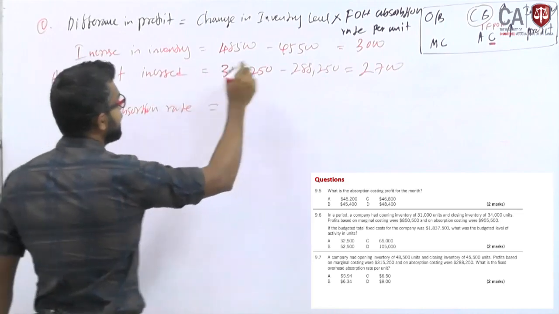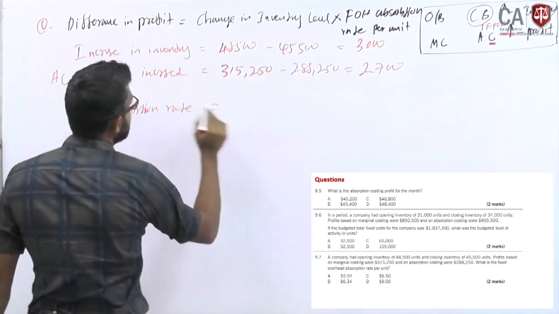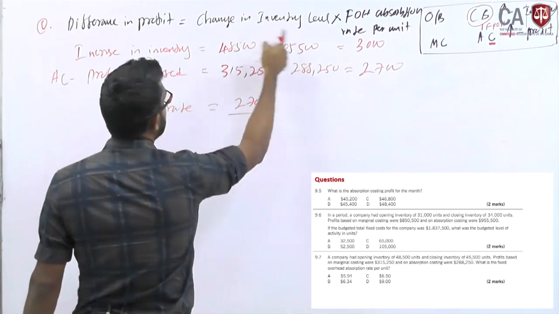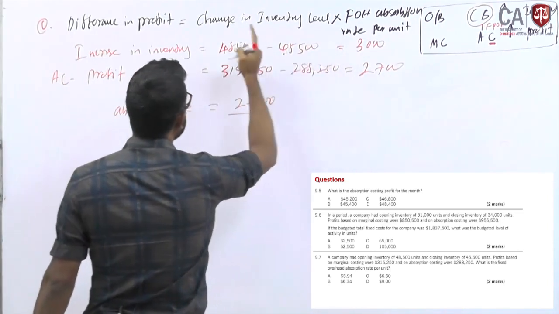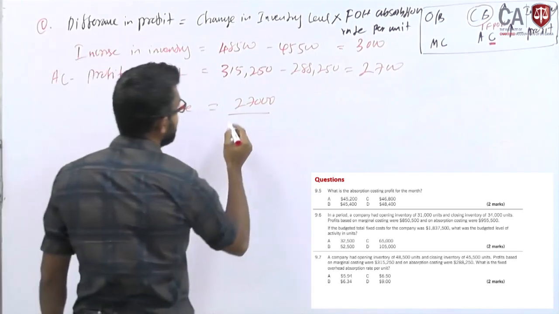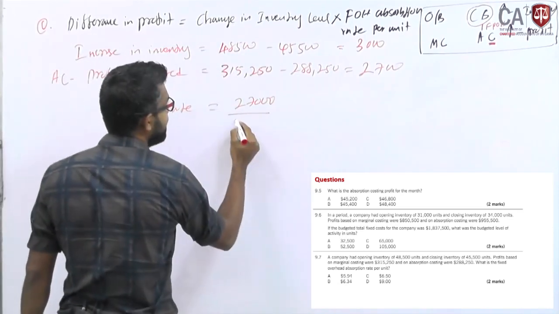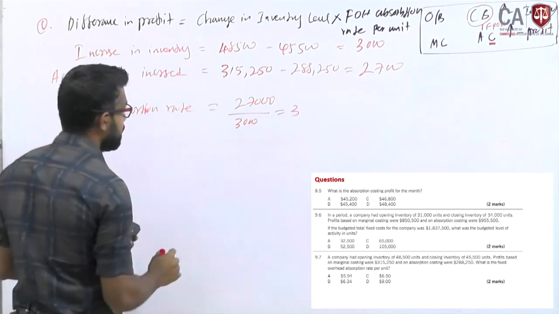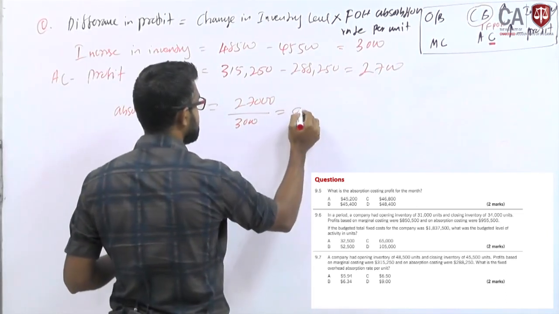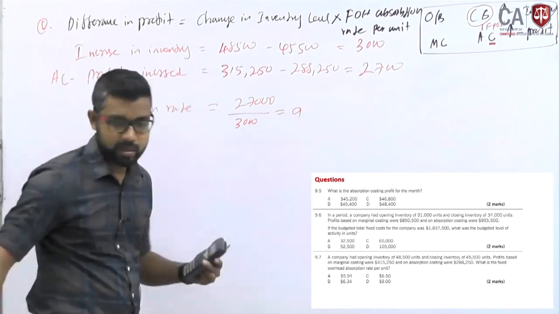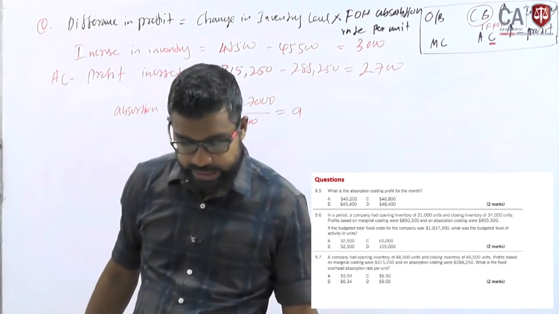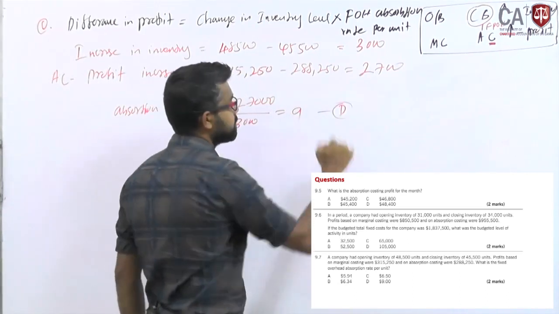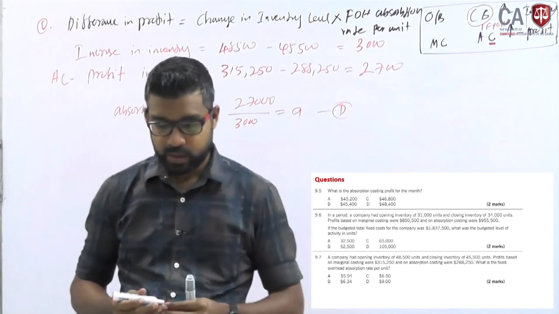Take the equation to this side. Absorption rate is difference in profit divided by change in inventory level. This side only the absorption rate remains, and the change in inventory level you have to take to the other side, so divide by that. 27,000 divided by 3,000 is 9, right? 9 per unit. The correct answer is what then? D. Correct answer is D.